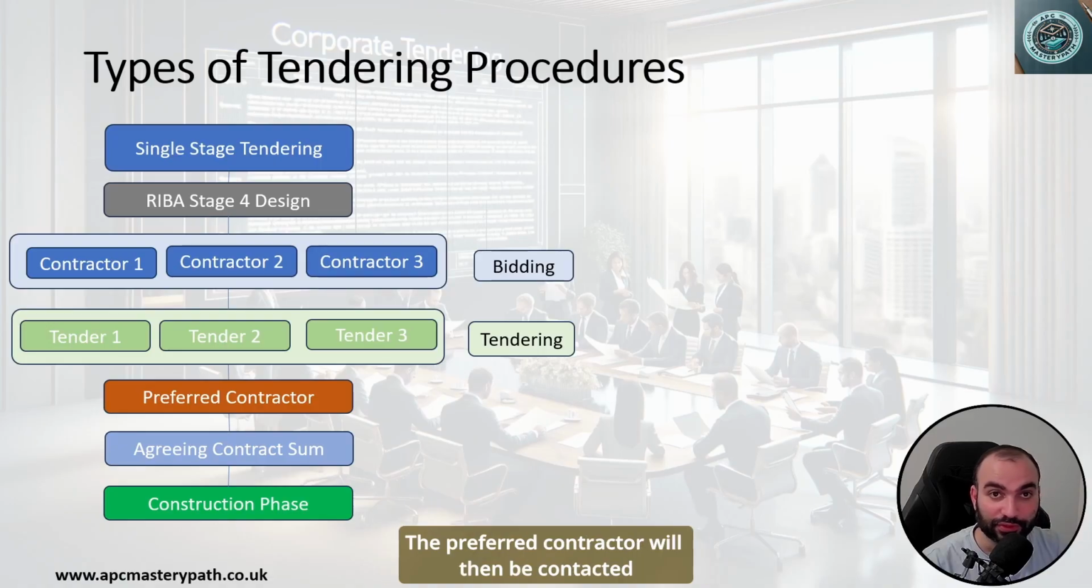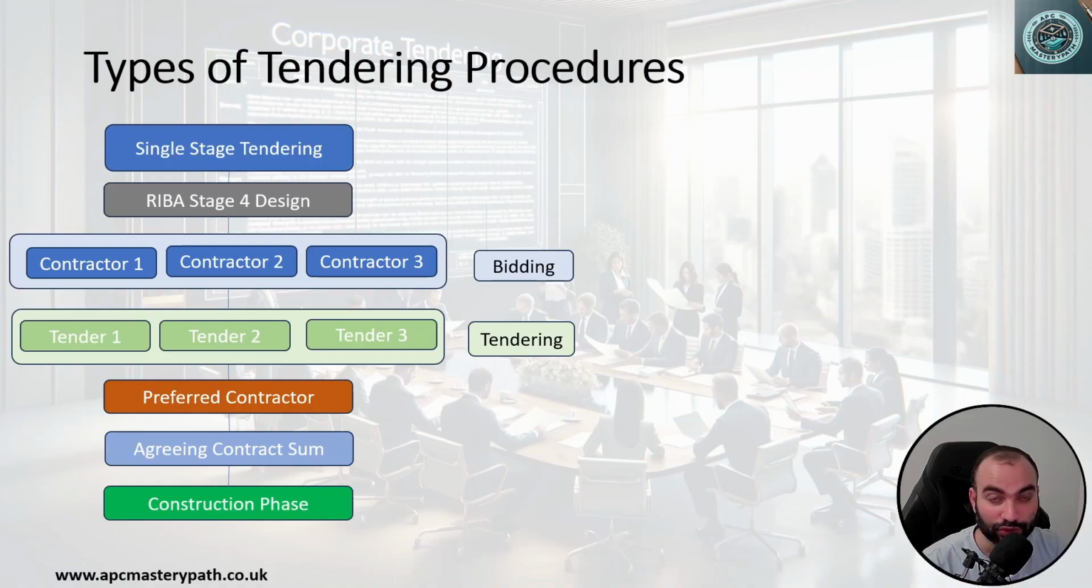The preferred contractor would then be contacted and a final contract sum can be reached, and once the final price is agreed, that's where the contractor is going to be taking the responsibility of deploying the detailed design on the ground and taking the responsibility for the construction of the project.